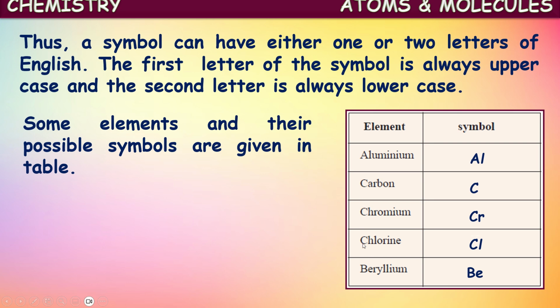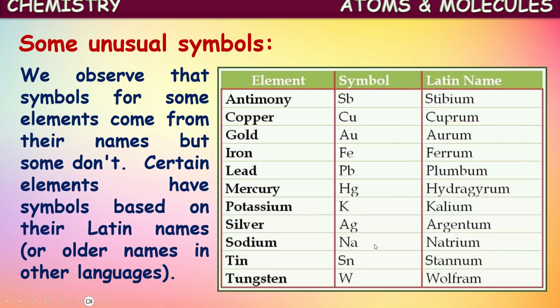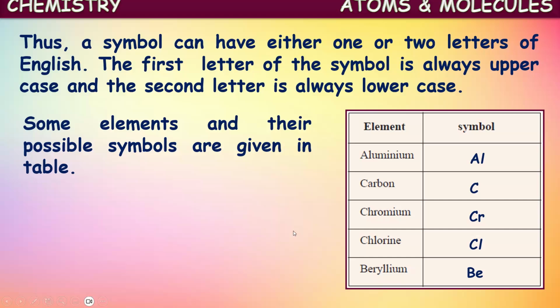Chlorine, Cl. C is repeating, so we give importance to one more prominent letter. In chlorine, what is the prominent second letter? L is the prominent letter. So we give importance to L: Cl. Beryllium: along with the B, we give importance to E, Be.